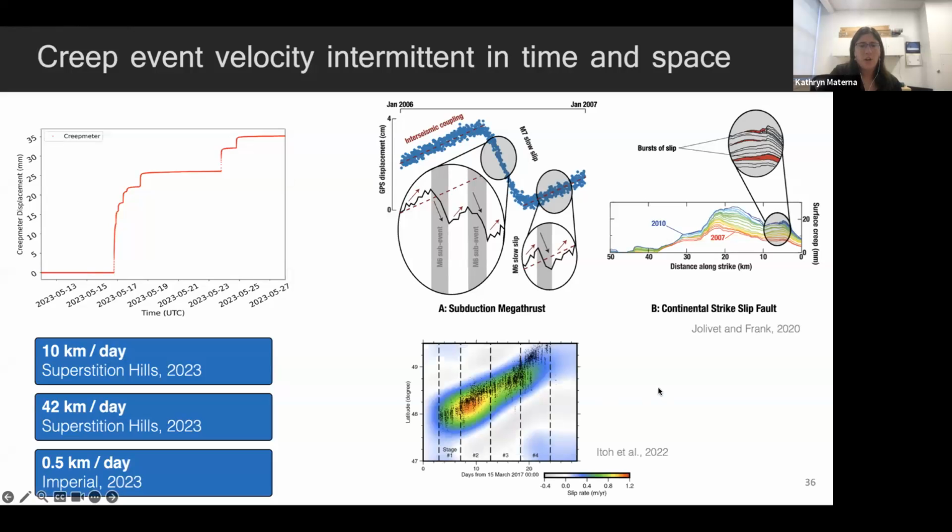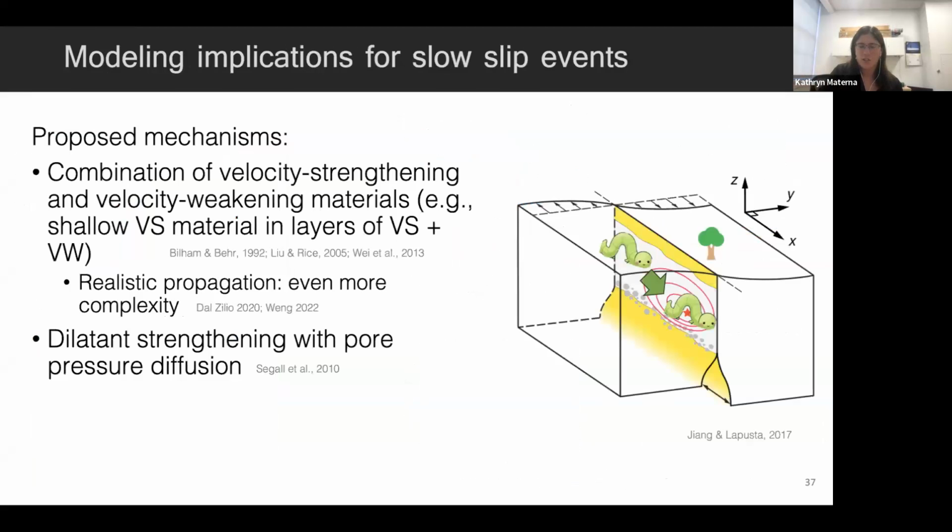And this is similar to a recent paper that investigated a Cascadia slow slip event with GPS time series that were subdaily. So it seems to be the case that the closer we look, the more burst-like behavior we see in slow slip events. So in the last couple of minutes, I'm just going to touch on modeling implications without going into too much depth.